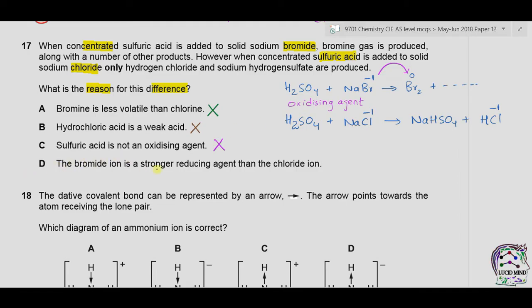Part D. The bromide ion is a stronger reducing agent than the chloride ion. Now this is a true statement because the chloride ion is not a stronger reducing agent as compared to bromide, because bromide is being oxidized to bromine while chloride does not oxidize to chlorine. Its oxidation state is still the same in the product. So therefore the bromide ion is a stronger reducing agent than the chloride ion. The answer is therefore D.